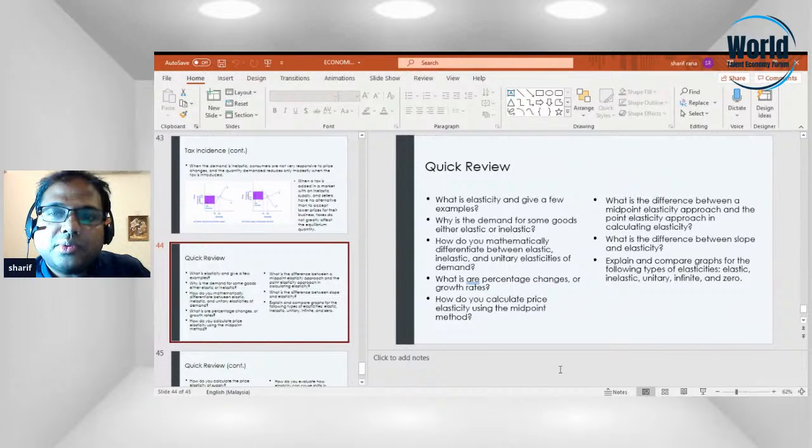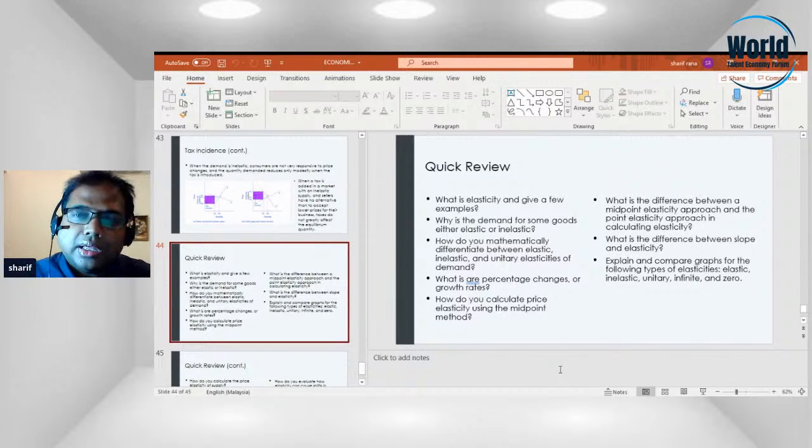What is the difference between the midpoint elasticity approach and the point elasticity approach in calculating elasticity? What is the difference between slope and elasticity? Explain and compare the graphs for the following types of elasticity: elastic, inelastic, unitary, infinite, and zero.